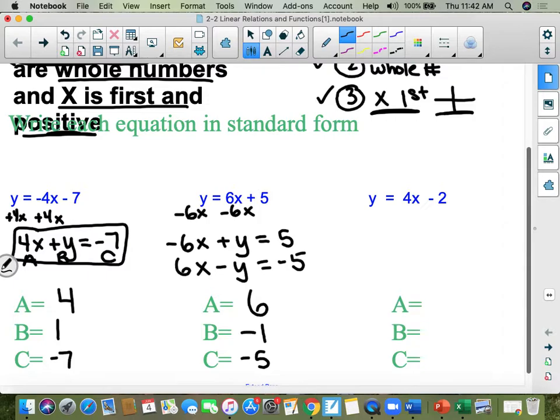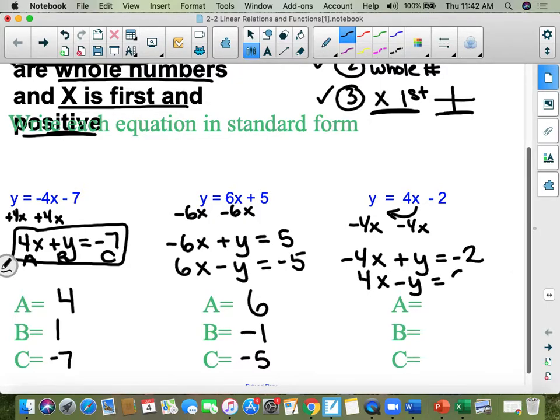Okay, last one. I'm going to bring this over to there by subtracting 4x. I have a negative 4x plus y equals a negative 2. I want my x to be first but positive, so I'm just going to change everything to their opposite. Notice I changed all of my terms to their opposite. My a is 4, my b is a negative 1, and my c is 2.